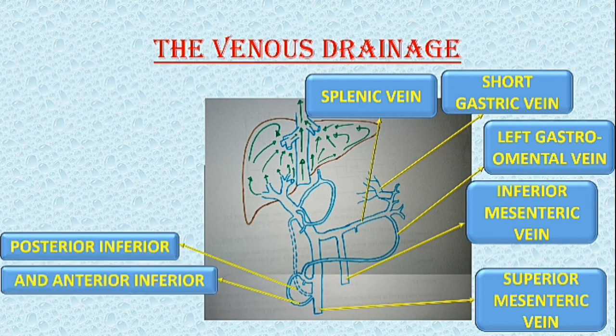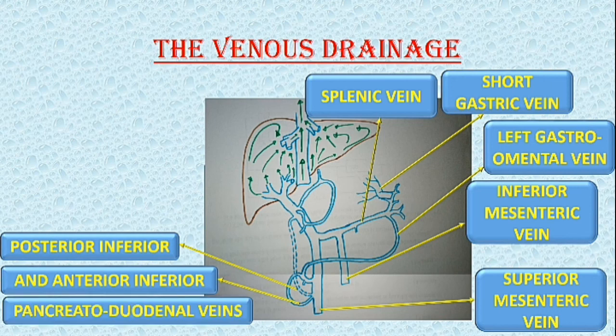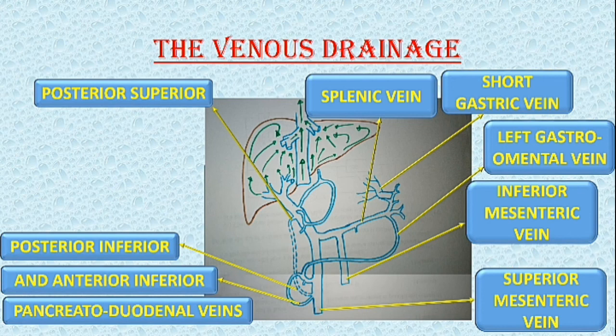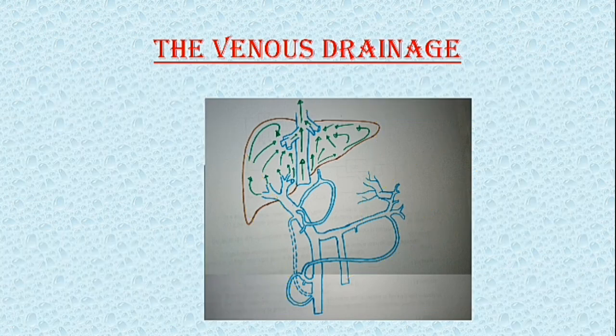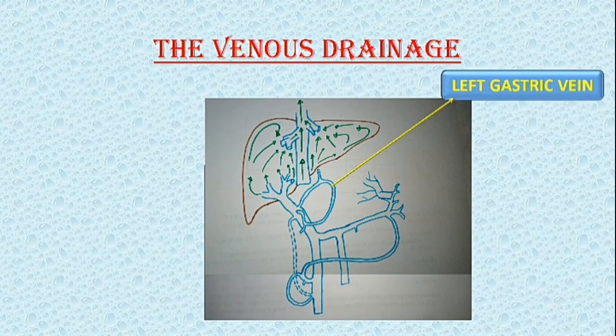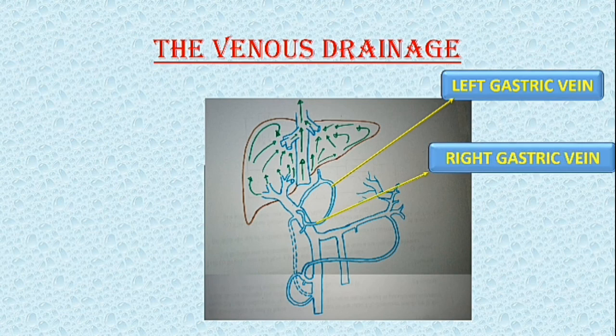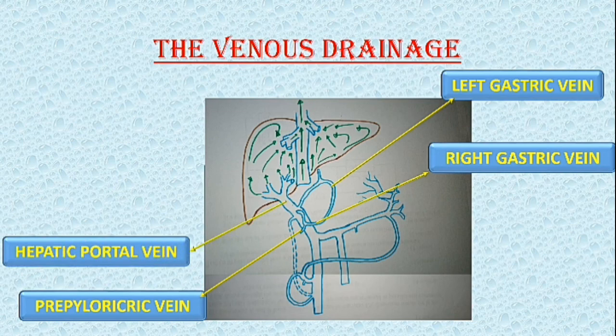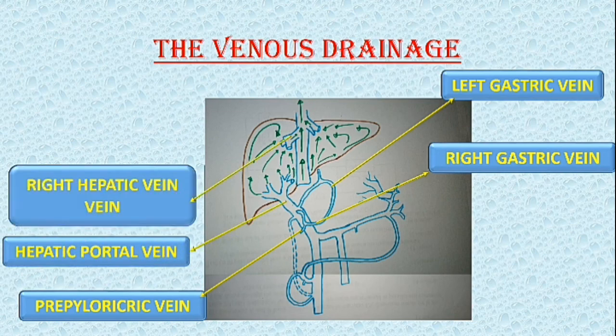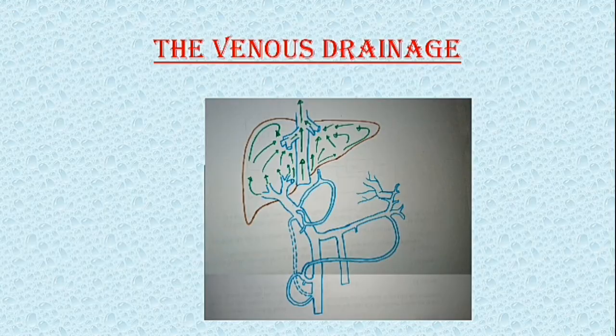Here are the posterior inferior and anterior inferior pancreato-duodenal veins, while here are the posterior superior and the anterior superior pancreato-duodenal veins. Here is the left gastric vein, and here is the right gastric vein. Here is the prepyloric vein, and here is the hepatic portal vein, and this is the right hepatic vein.